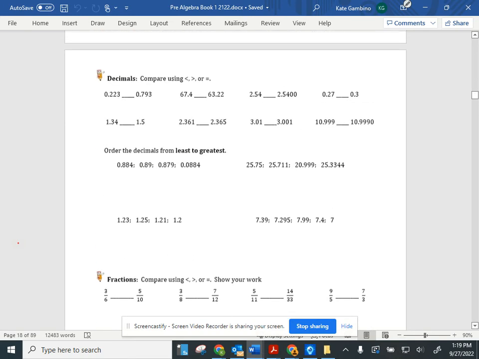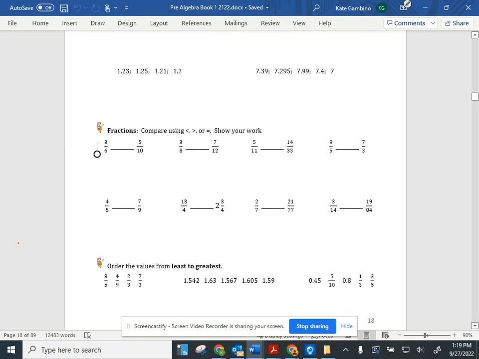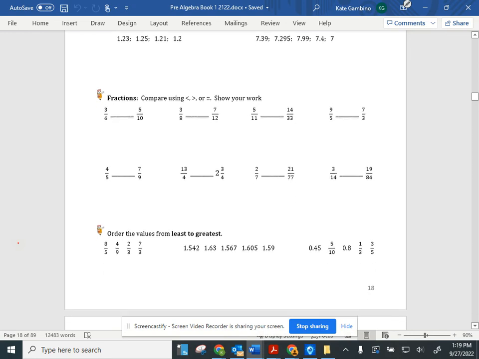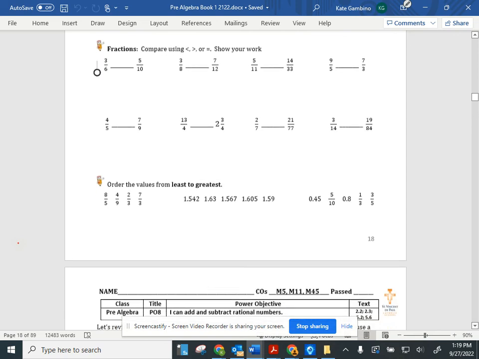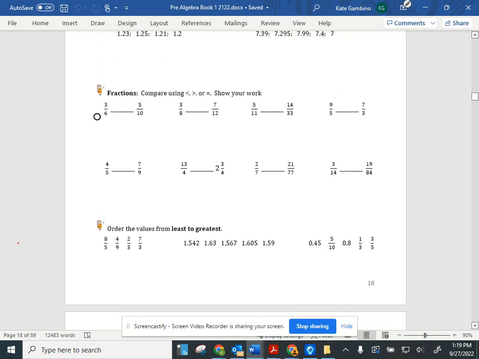Fractions, this one you'll notice, Hugo, says show your work. So when you get to the fractions, you have to show your work. How did you find that answer? And then order your fractions or decimals or a combination of them. Okay? So on the fractions part, you do need to show your work. The rest of it, thank you for keeping pencils down, friends.